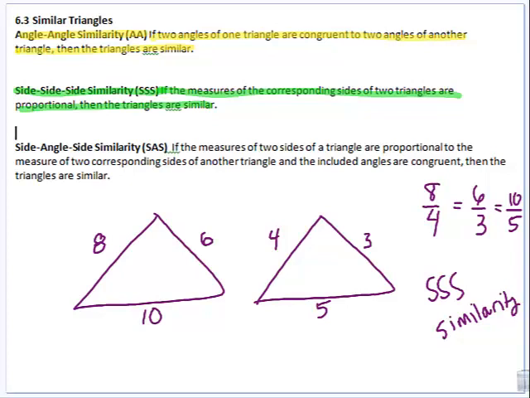All right, and then the last one here is side-angle-side similarity. Just like when we were doing triangle congruence, we had side-angle-side. It's a similar idea here, except we are looking at two sides being proportional to each other and the included angles being congruent. Then they can be similar.